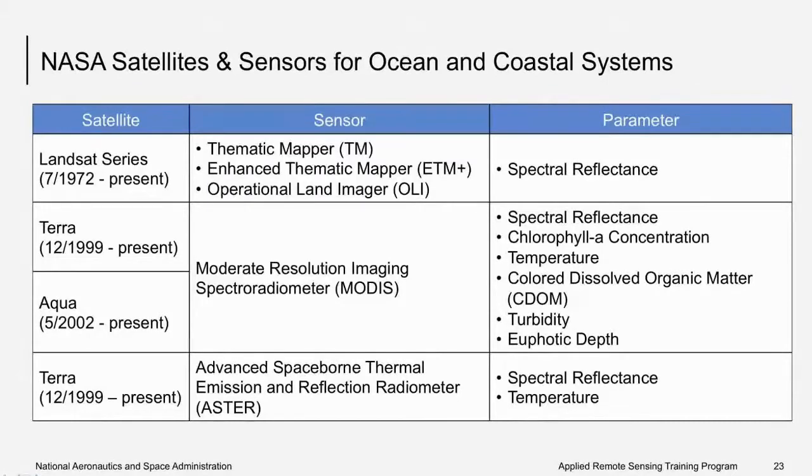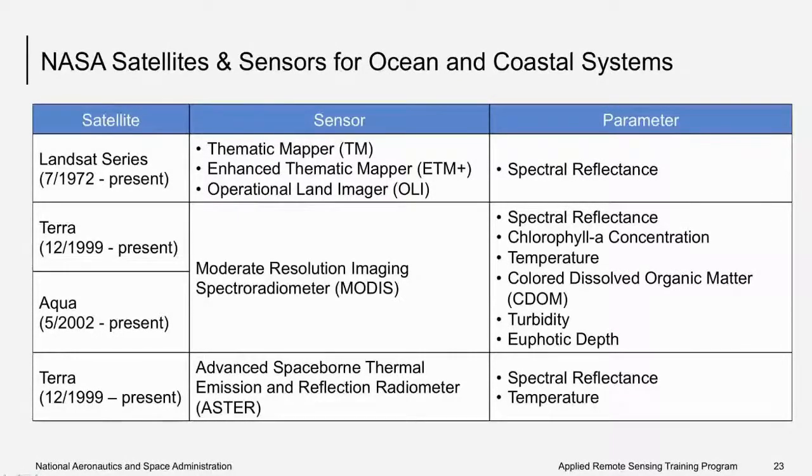These next two slides provide a reference to the different NASA satellites and sensors that are commonly used for ocean color remote sensing. The Landsat series, including the Thematic Mapper, Enhanced Thematic Mapper, and Operational Land Imager, or OLI, are used to observe water quality. These sensors provide high spatial resolution imagery, which is particularly valuable in coastal systems where small-scale processes can dominate and are otherwise neglected by coarser spatial resolution imagery.